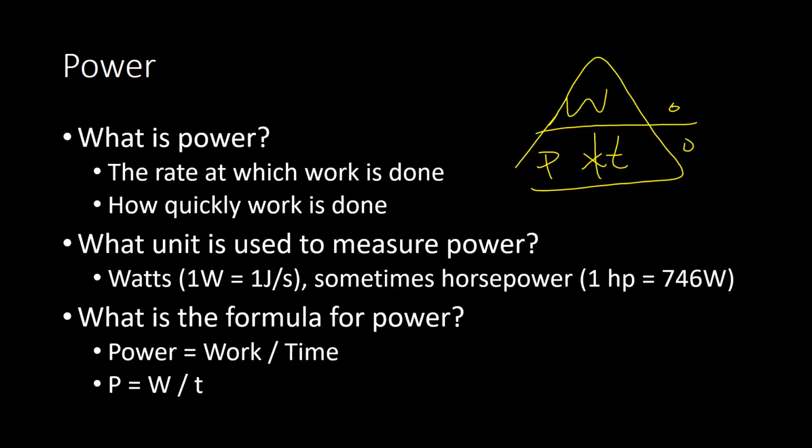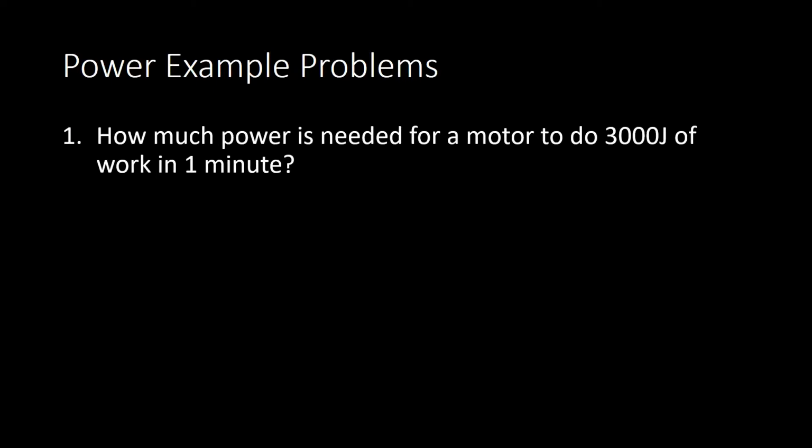Let's take a look at some example problems. How much power is needed for a motor to do 3,000 joules of work in 1 minute? So let's start with our identifying. So 3,000 joules, that's our work. 1 minute, that's our time, and we're asked to solve for power.